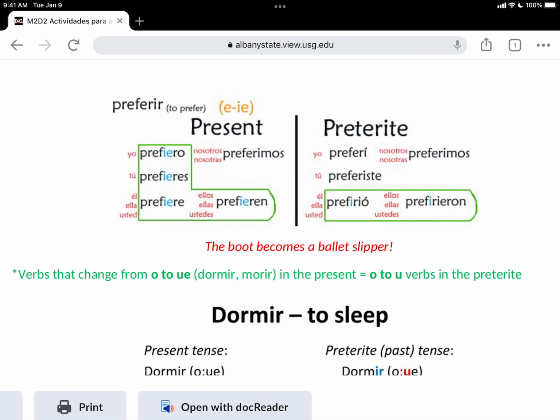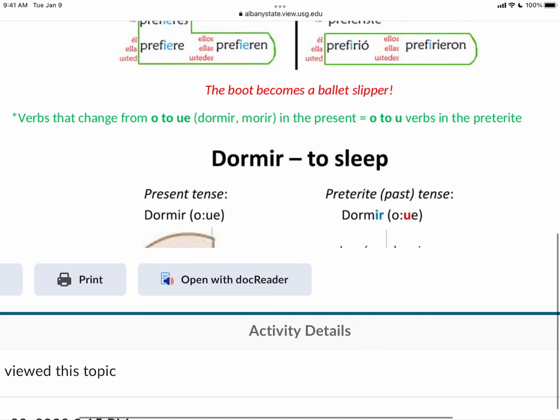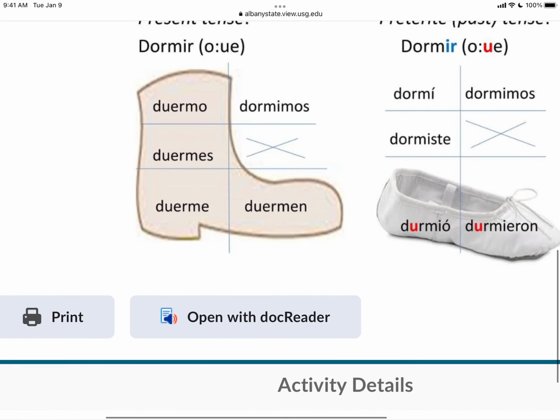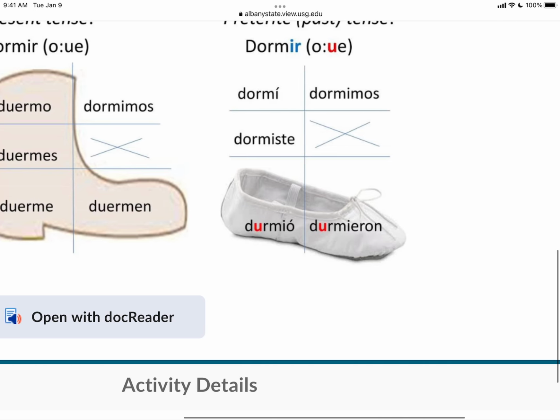Verbs that change from O to UE, dormir and morir in the present, O to U in the preterite. Okay, so again, this time it's not going to have the same stem that we did before. Here's the present tense of dormir. It changed O to UE, duermo, duermes, duerme. Look over to the right side, the ballet slipper.